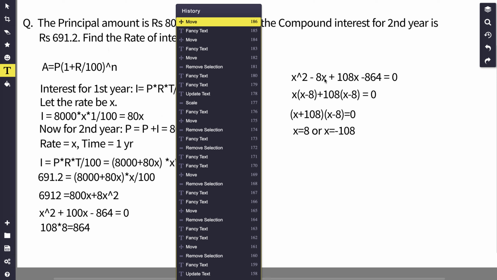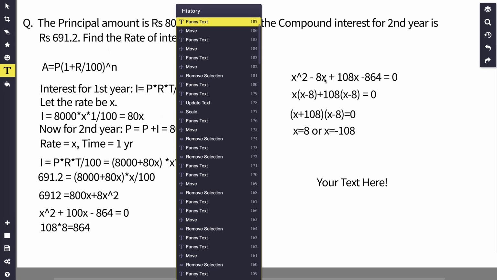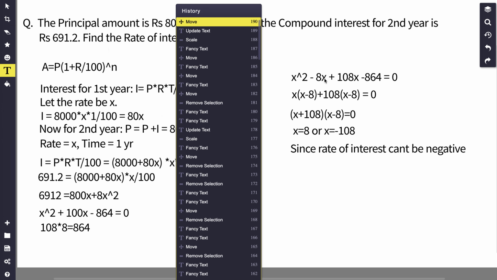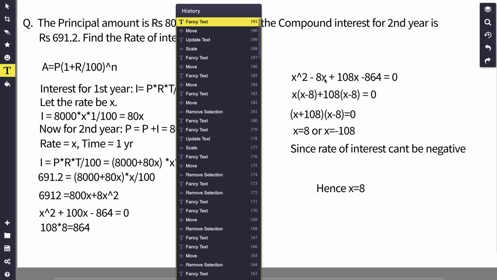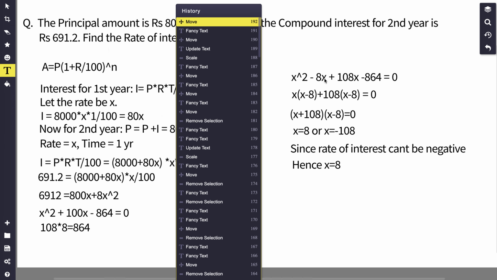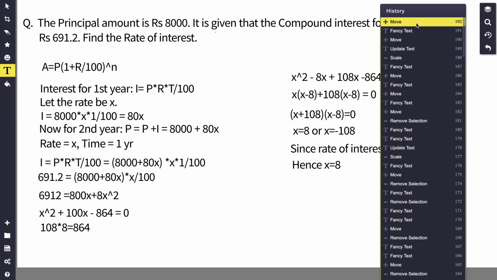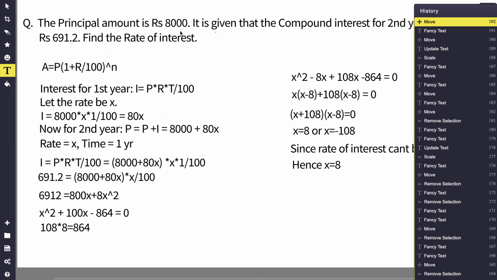Now what do we know? We know that x is the rate of interest and that can't be negative, right? So since the rate of interest can't be negative, we take x equals 8 as the rate of interest. So we have finally found the rate of interest, given the principal amount is rupees 8,000 and the compound interest for the second year is 691.2.